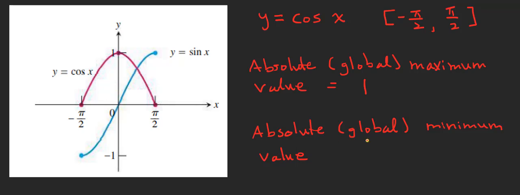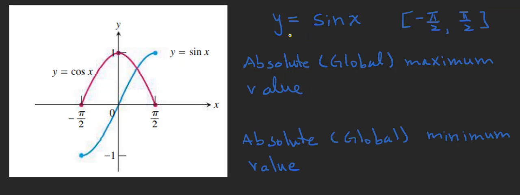What about the absolute or global minimum value? What will be the lowest y value of cosine x within that domain? It's going to be 0. And it occurs when x equals negative pi over 2 and pi over 2. So the absolute minimum value is 0.